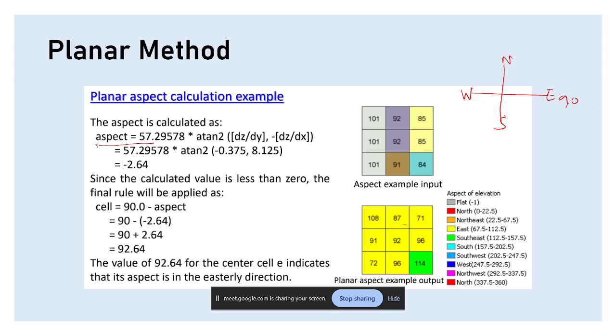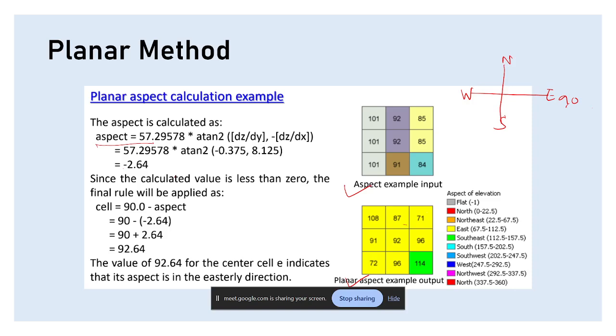So based on that, we'll get, and then the remaining will be calculated according to that, and then we get something like this. So this was the input, and this is the planar aspect output that we got. Here, just like it was shown in the previous one or two slides, if it is a flat region, the value is given as -1.